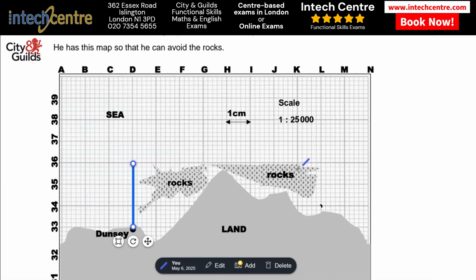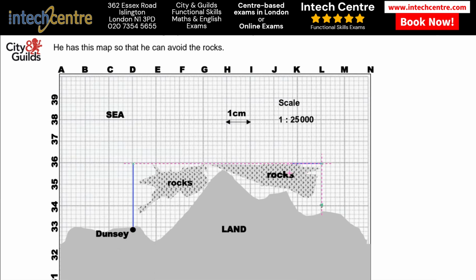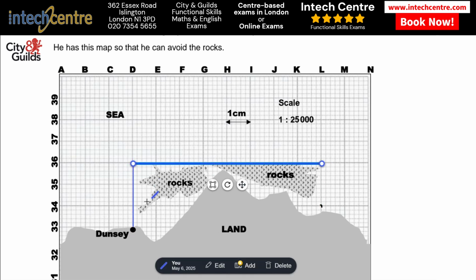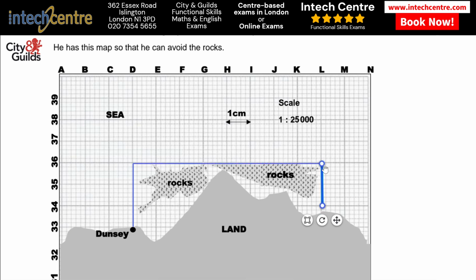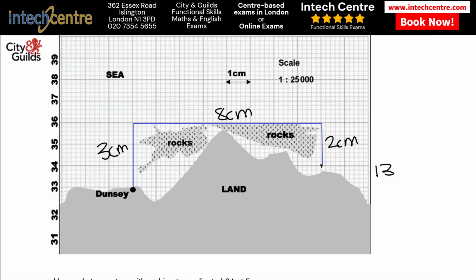And then to get from there to there, I'm just going to go backwards only because it makes it easier to draw. We have 1, 2, 3, 4, 5, 6, 7, 8. So that was 3 here and 8 there. We're already on 11. So going from here to here, we have 1, 2, and that's the 2 centimeters there. So let me just write these in. We have 3 centimeters on this side, 8 centimeters up here, and then 2 centimeters here. So adding these together, he's traveling 13 centimeters.